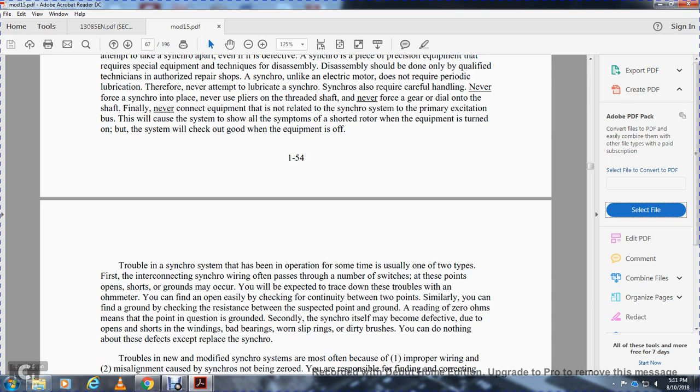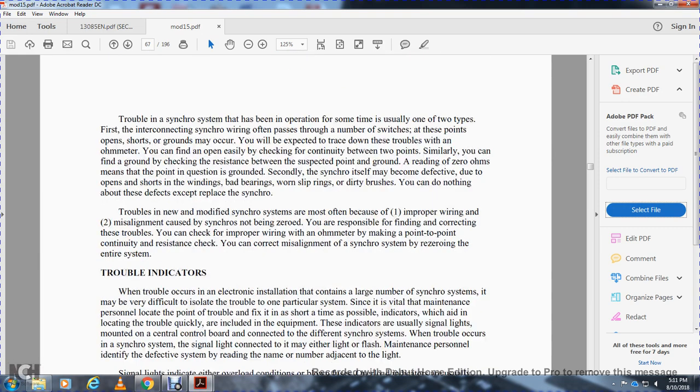Defective due to an opening, a short in the winding, or worn bearings. You can do nothing about the defects except replace the synchro.